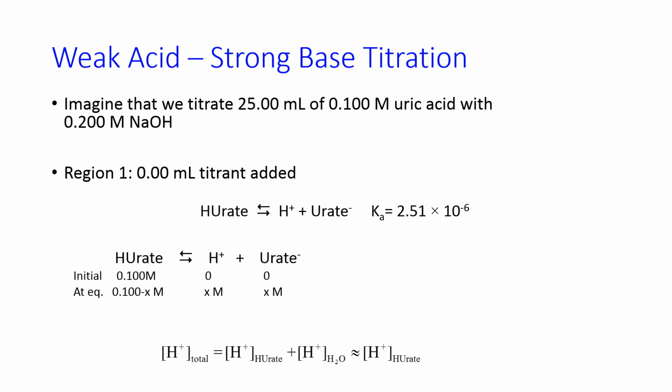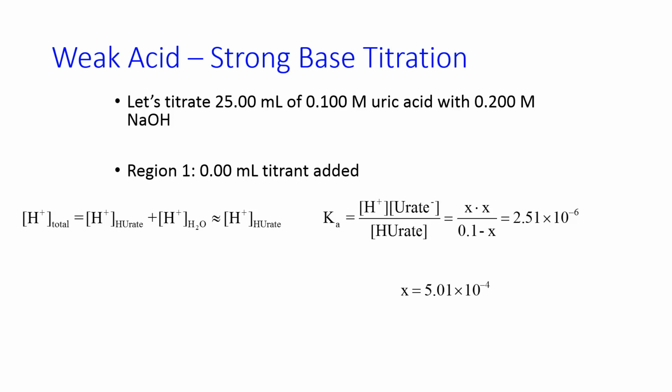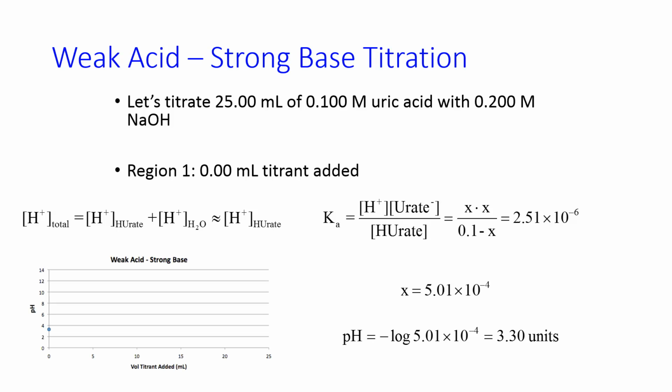Figure out that the total proton concentration basically all comes from the uric acid, and use the Ka, solve for x. And when we solve for x in this case, we get a number. We take the negative log of that number, because x is the hydrogen ion concentration, and we get a pH of 3.3. Very straightforward, simple equilibrium problem when we haven't added any titrant yet. So to make our titration curve, we just put a point there. pH 3.3, no titrant added.